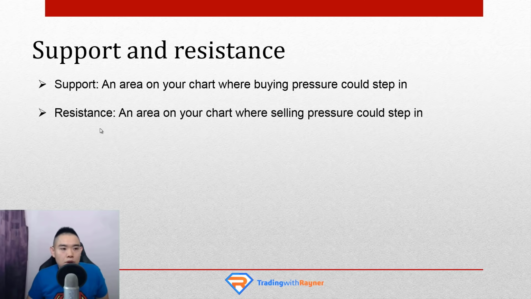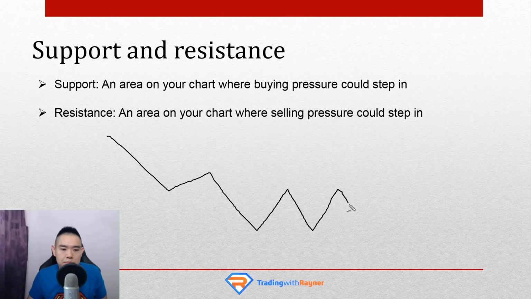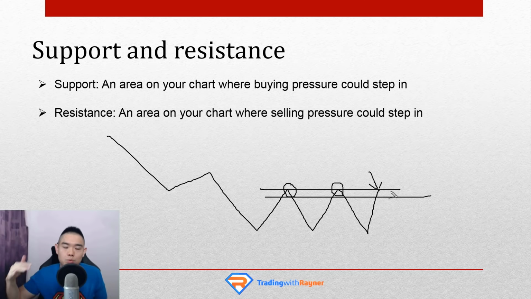On the other hand, we have something called resistance. This is an area on your chart where selling pressure could step in and push the price lower. So it looks something like this. Let's say price is in a downtrend, comes up, bounces up, comes back down, goes up, comes back down, goes up. And we can draw this as an area of resistance. Price got rejected once, twice, and now maybe a third time over here. This is what we call an area of resistance, where potential selling pressure could come in and push the price lower. So this is the opposite of support.